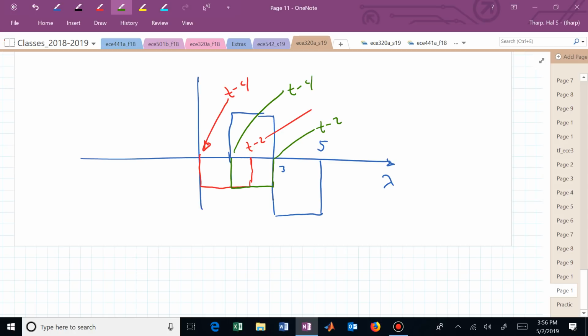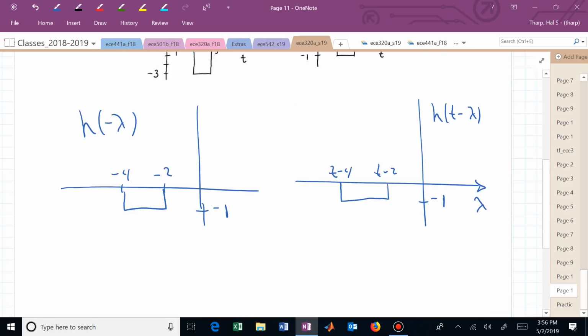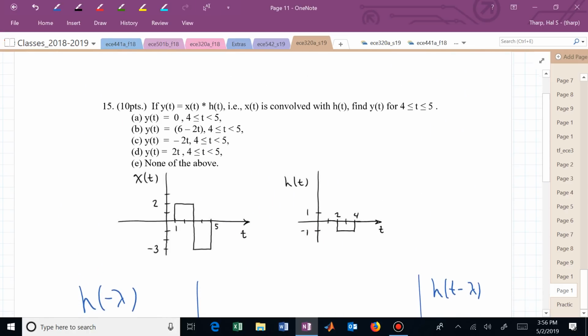So now we want to know what's y of t when we move from red to green. Maybe I shouldn't be doing this. This is a completely different way than I've explained convolution before, huh? What was the question again? I don't blame you for asking.